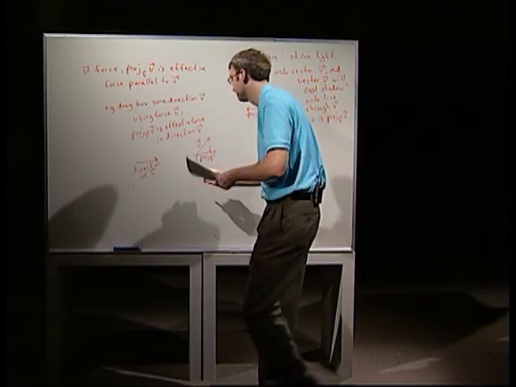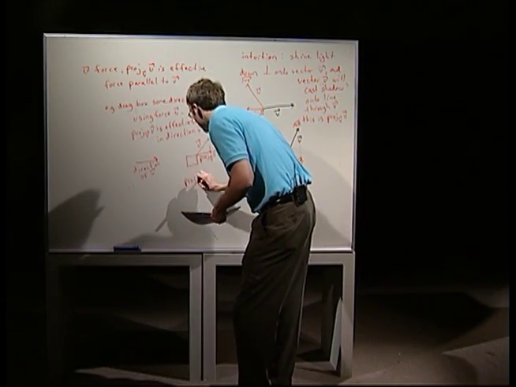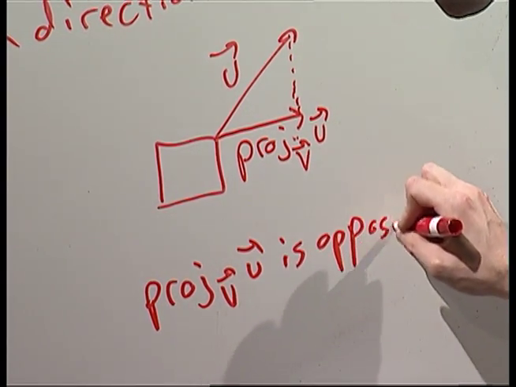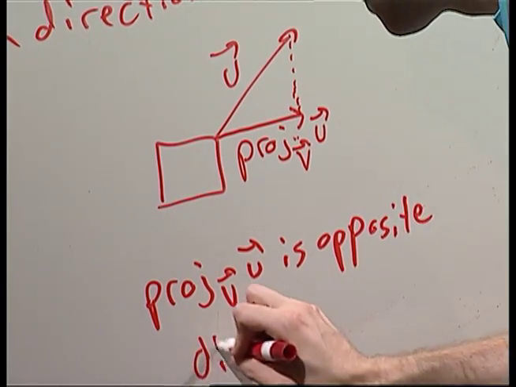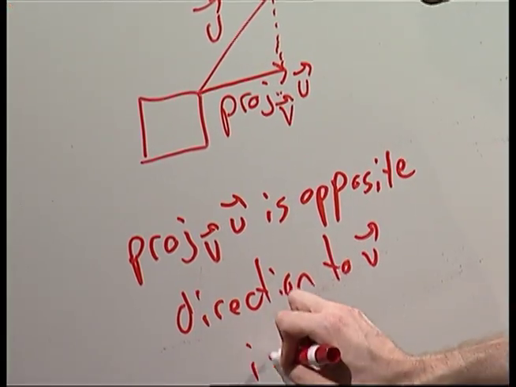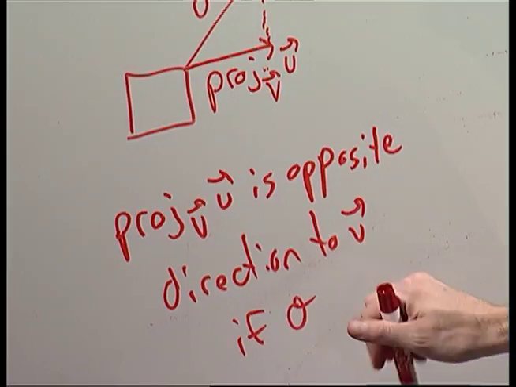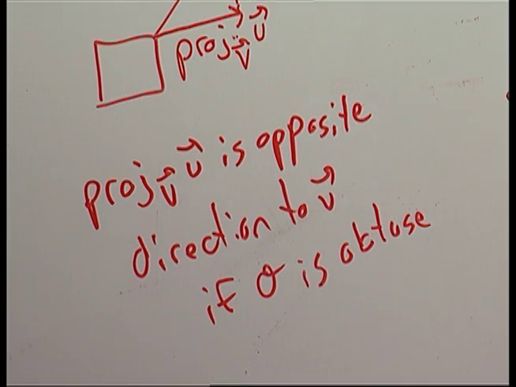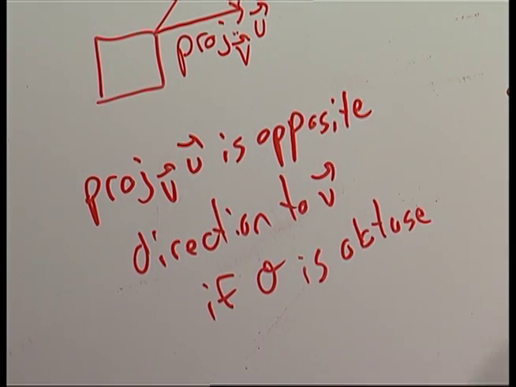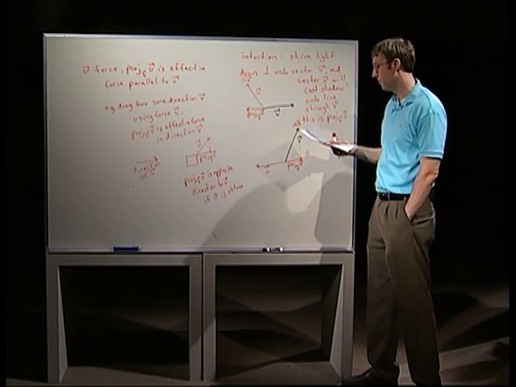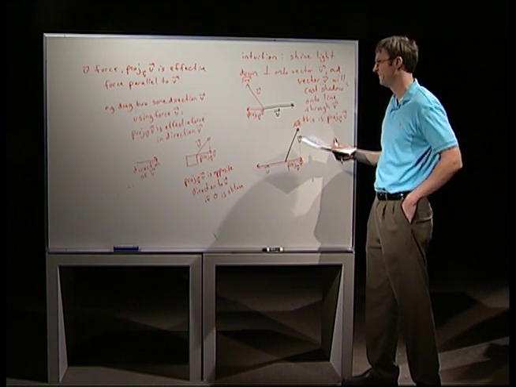So proj sub v of u is opposite direction to v if theta is obtuse. That is to say over 90 degrees, between 90 and 180. Right? Okay, so let's talk about how we get this thing.